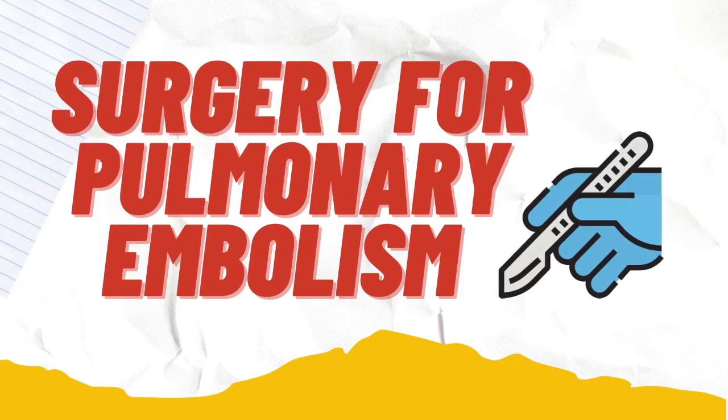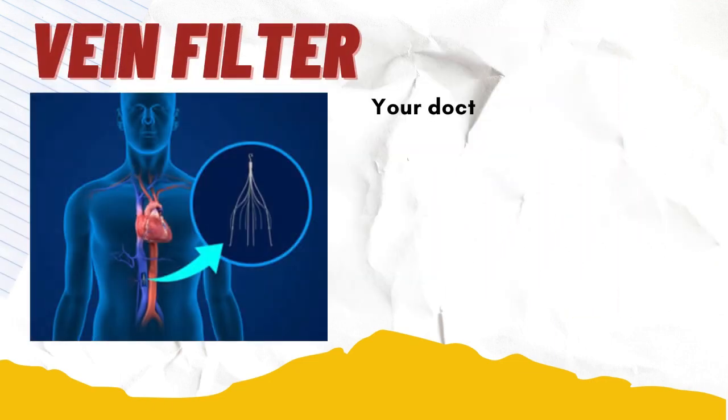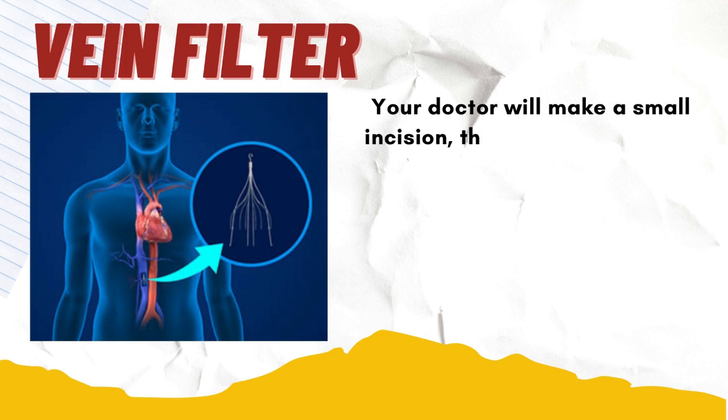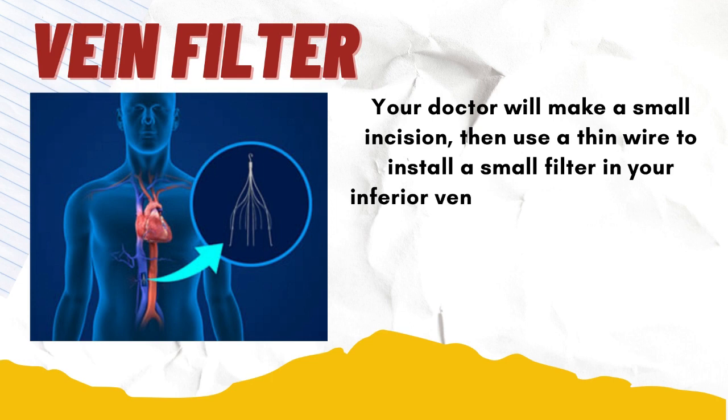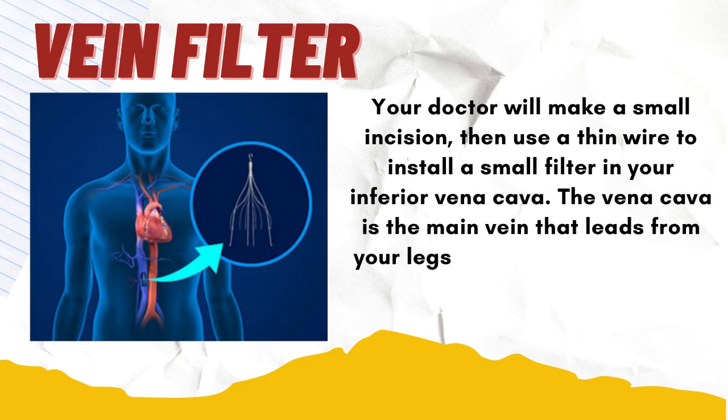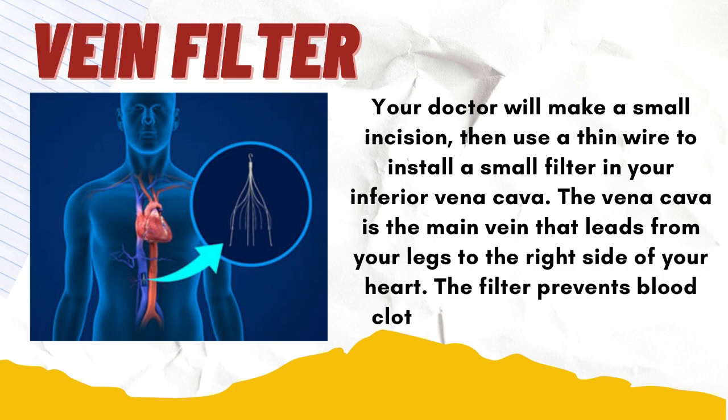Surgery for pulmonary embolism. Vein filter. Your doctor will make a small incision, then use a thin wire to install a small filter in your inferior vena cava. The vena cava is the main vein that leads from your legs to the right side of your heart. The filter prevents blood clots from traveling from your legs to your lungs.